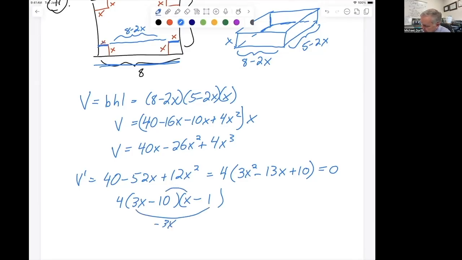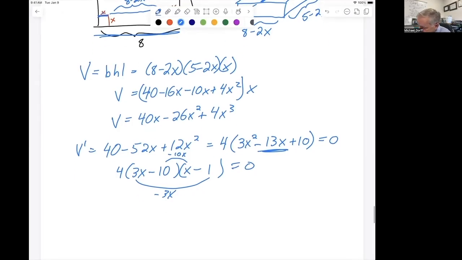This is a minus 3x. That's going to give me a minus 10x. I add those together, I get minus 13x. So that works. All right, so that equals 0. So that means x is equal to 1, or 3x minus 10 equals 0 from this part here. And if I solve for x here, I'm going to get x equals 10 thirds.